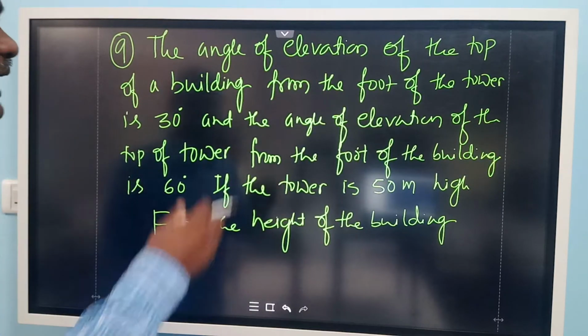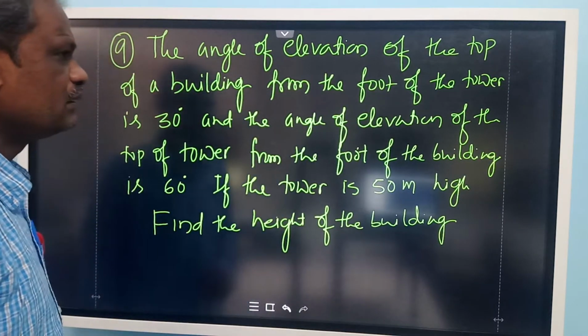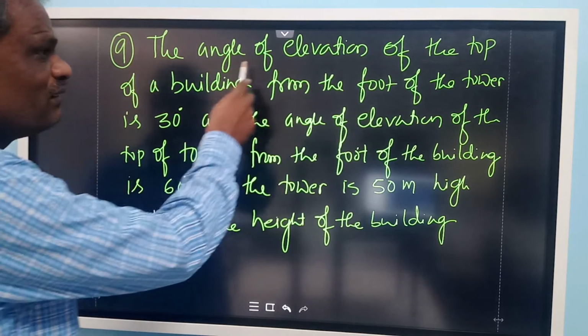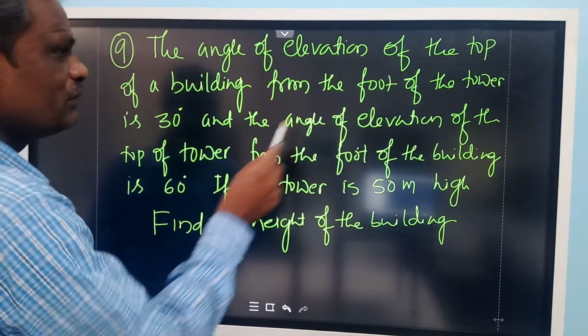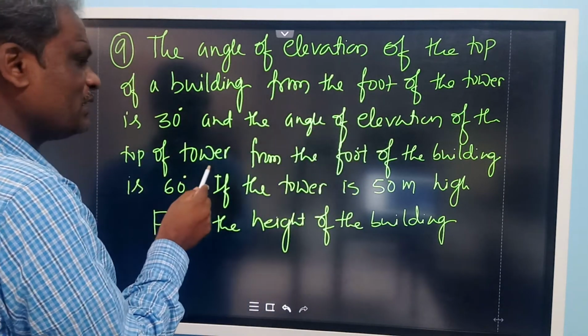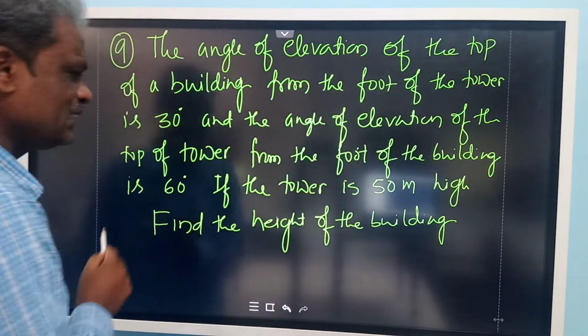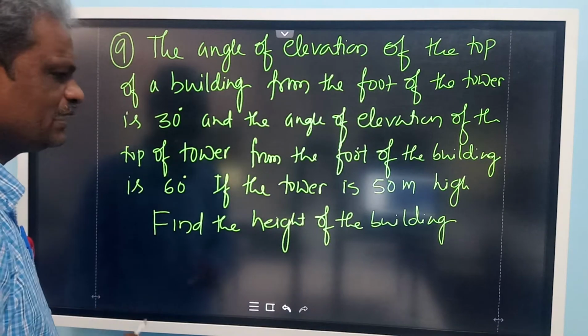Understand this question. The angle of elevation of the top of a building from the foot of a tower is 30 degrees. And the angle of elevation of the top of the tower from the foot of the building is 60 degrees. If the tower is 50 meters high, find the height of the building.